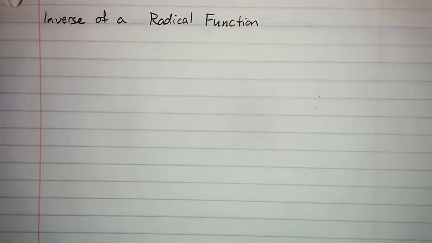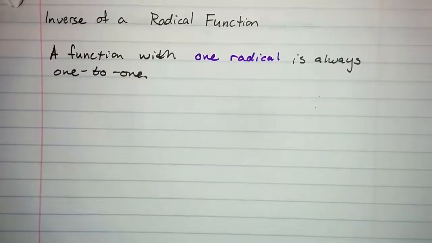So we defined radical functions as the inverses of other functions. So at least if there's only one radical, they're always going to be one-to-one. Let's talk about how we take its inverse. I'm going to show you an example and put down the procedure as I work through this example.